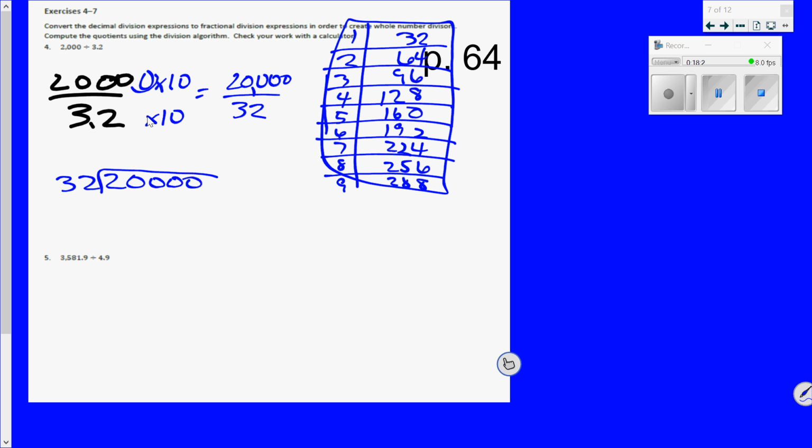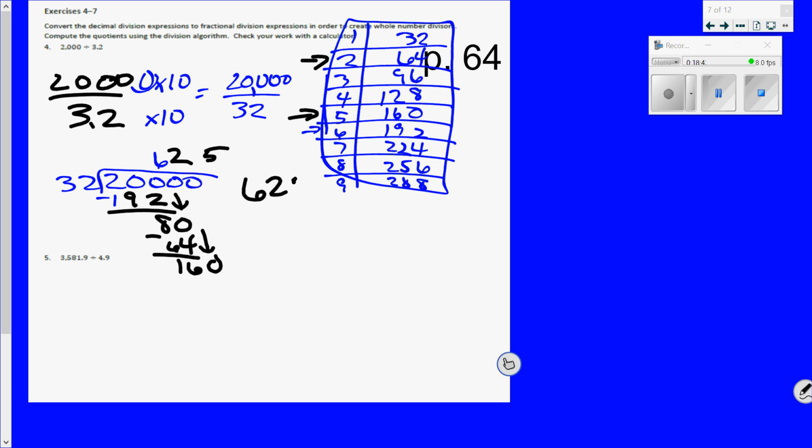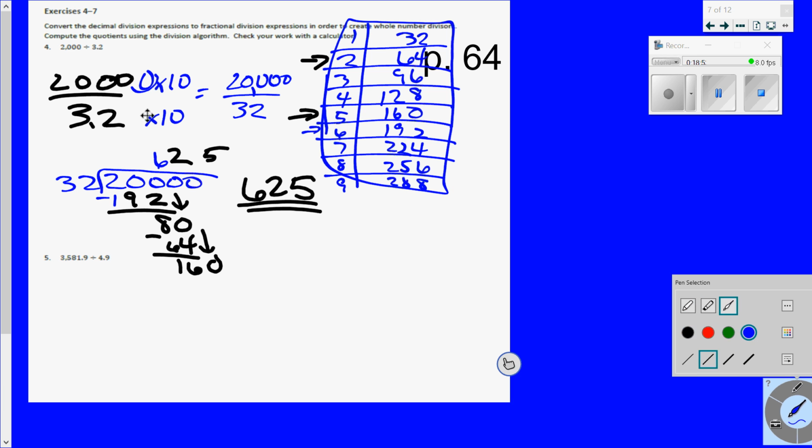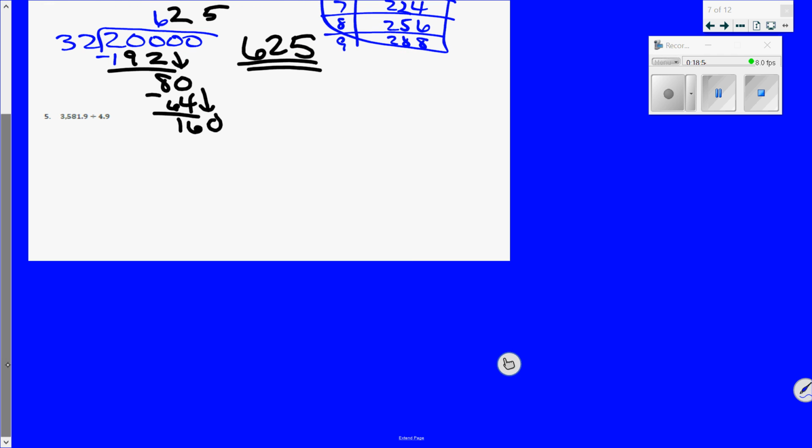I've got a cheat sheet. 200, it's going to go 6 times. Subtract 192, gives me 8. 80, it's going to go twice. Subtract 64, gives me 16. 160, bang, it's right there. So my answer, 625. Pretty good so far? Okay. Next one.